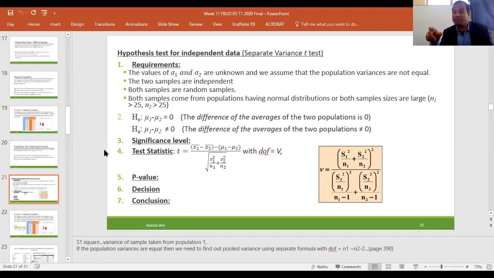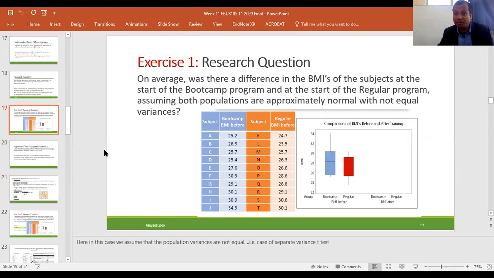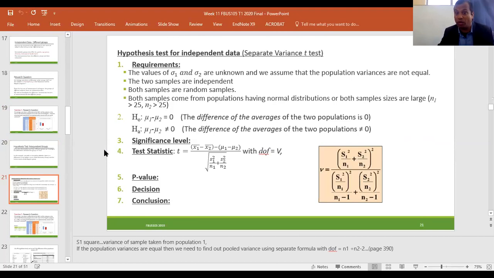And this is the separate variance t-test. Why? Because in the question itself, it is mentioned with not equal variance. See the last few words, approximately normal with not equal variance. So the variances are not equal, which means separate variance t-test. As I said, it's a sample. We have to use the t statistic because sigma 1 and sigma 2 are not given. The standard deviations for population 1 and population 2 are unknown, and we assume that the population variances are not equal. These are the requirements. The two samples are independent, both samples are drawn randomly, and both samples have sample sizes greater than 25, n1 and n2. So these are the requirement assumptions to fulfill.